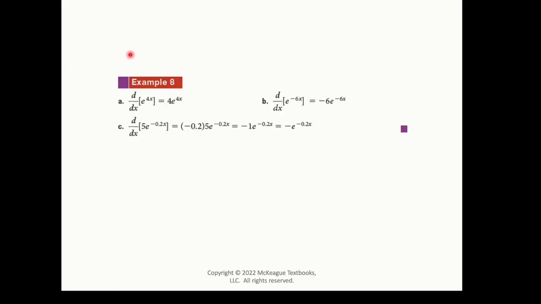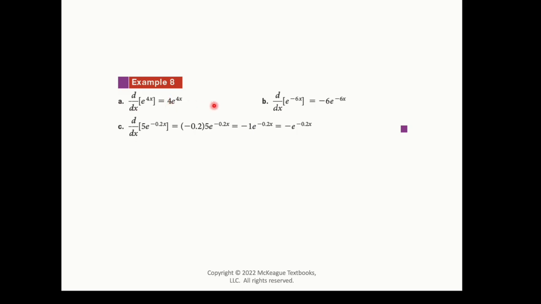In this example, we have 3 derivatives that we need to find. For the first derivative in part A, we need to find the derivative of e to the 4x. Because this is the natural exponential function, I know that the derivative is itself, but if there's something other than x in the exponent, I need to multiply by the derivative. So the derivative of e to the 4x is e to the 4x times the derivative of the exponent, which would be 4.